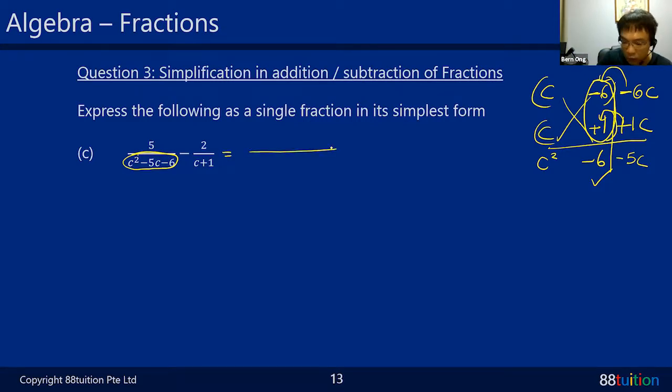So the very first fraction I have to present as C minus 6 and C plus 1. I need to present it as the factorized form over 2C plus 1.